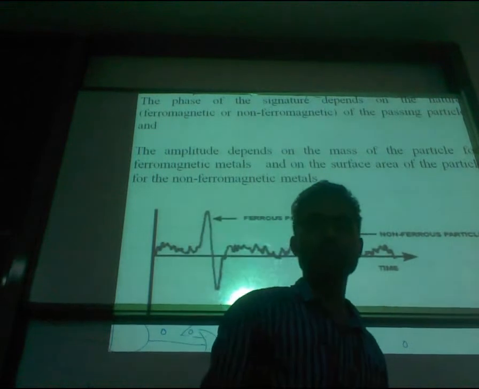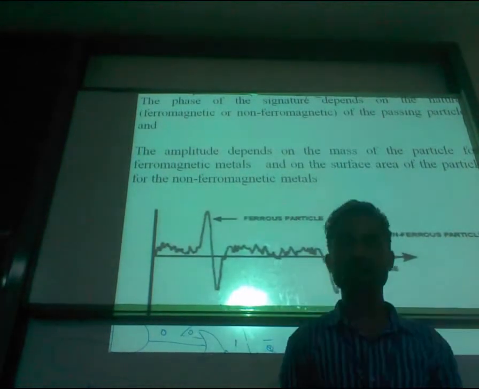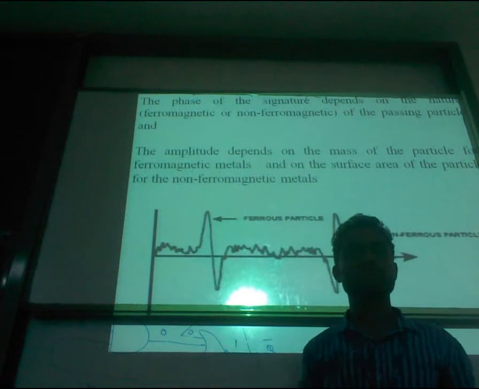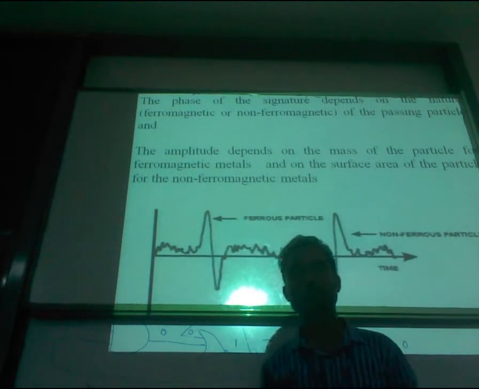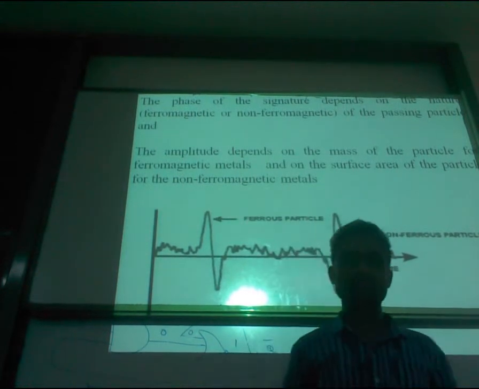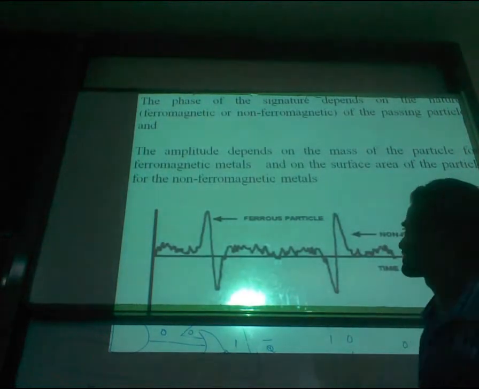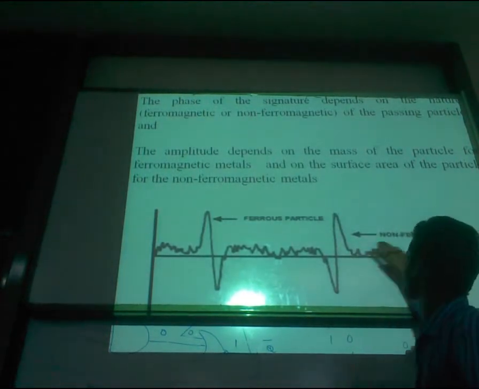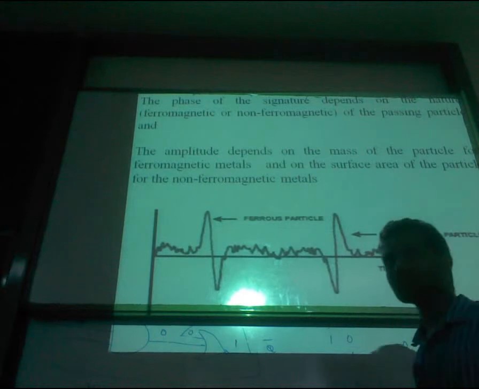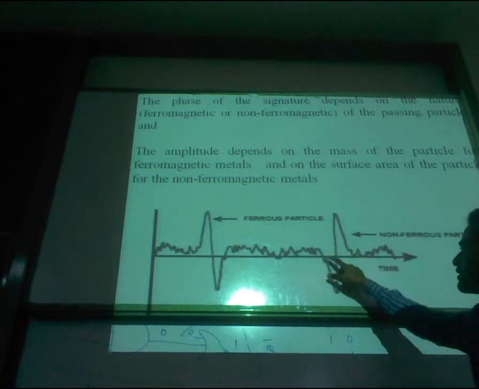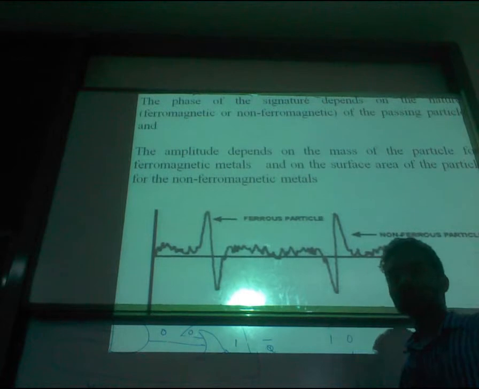The amplitude depends on the mass of the particle for the ferromagnetic material. For the non-ferrous material, it depends on the area. The amplitude for the non-ferrous material totally depends on the area. If the area is greater, then the amplitude will be greater. If the area is small, the amplitude will be small.